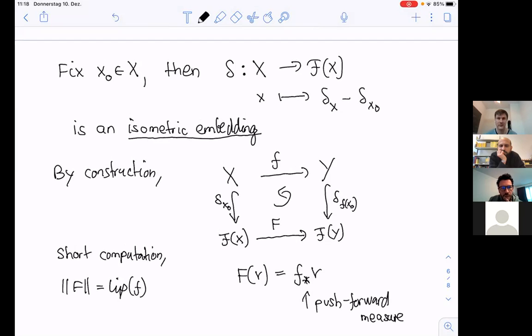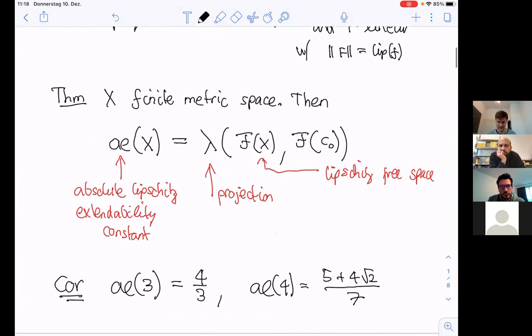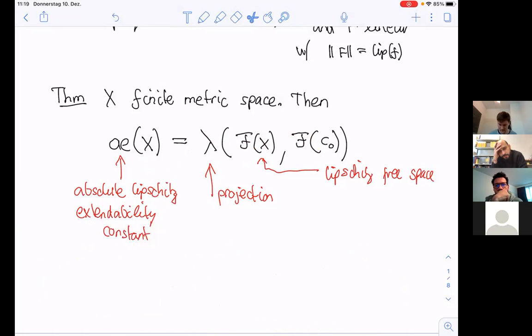Okay, so now I defined Lipschitz free spaces, projection constants, and absolute Lipschitz extendability constants. So now let me maybe go back to the main result. This result here really tells you that this constant here is nothing but the projection constant of the free space as a subspace of the free space of C0. And this implies, in particular, AE of x is smaller than lambda of f of x.